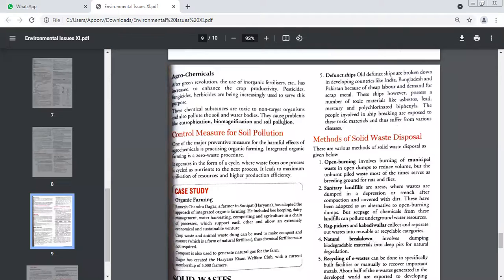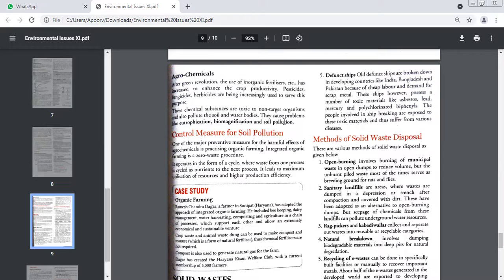Okay, we have read about organic farming. What is the name of the person? Ramesh Chandra Dagar. We did not learn the names; they are all imaginary names. Basically, we're talking about a farmer in Haryana who has approached integrated organic farming.